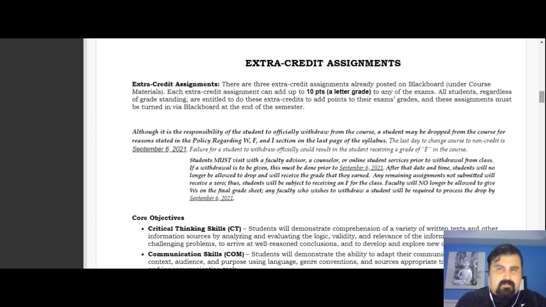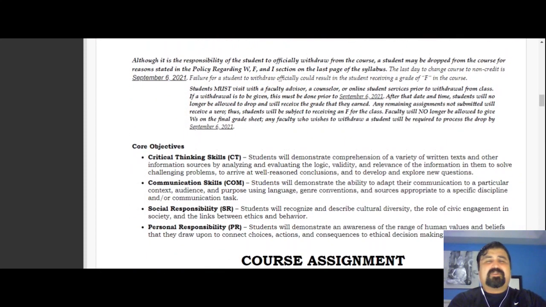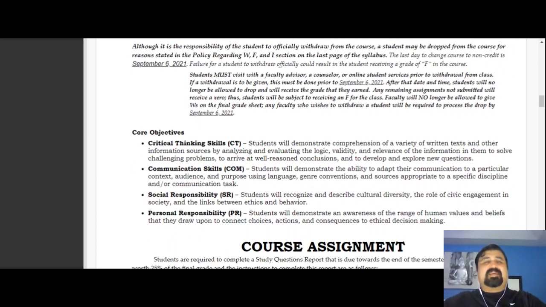Okay. All right. So another piece of information, more technical here, before we get into the course assignment, is that students need to know that you have until September 6th to withdraw from this course without affecting your academic records. Okay, if you want your academic records free of hassles and problems.